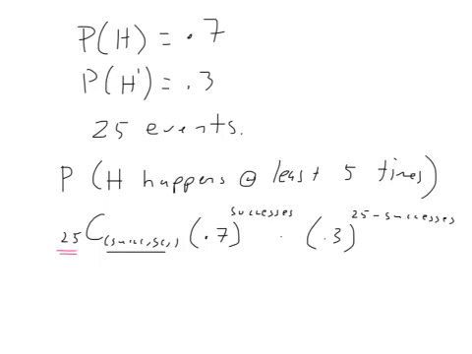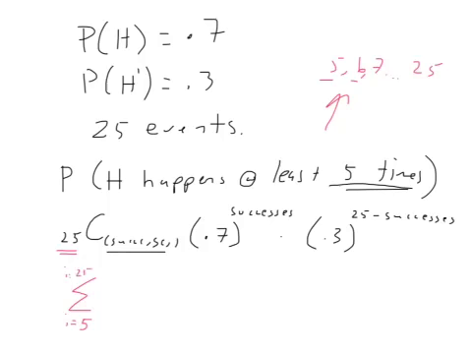Alright, well I want to find the probability of H happening at least 5 times, which means that it could happen 5 times, 6 times, 7 times, all the way up to 25 times. So the probability of that happening is going to be the sum of the probability of it happening 5 times, plus the probability of it happening 6 times. So it's going to be a bunch of sums. So what we're going to be adding up is the sum from i equals 5 all the way up to i equals 25.